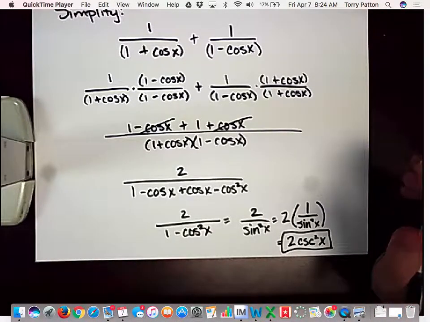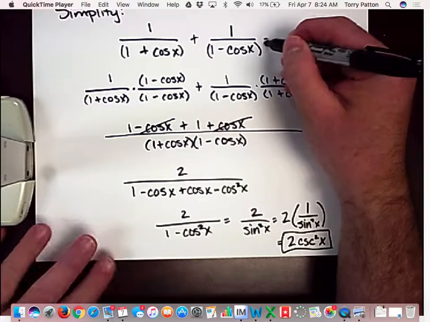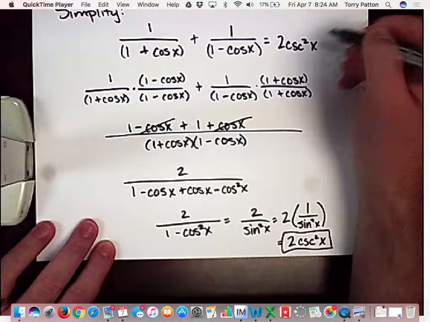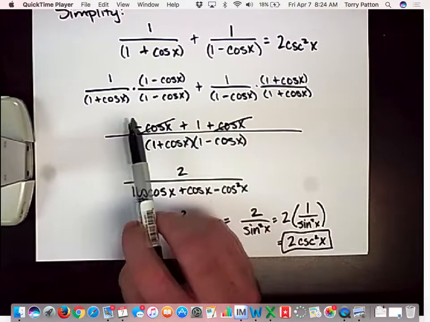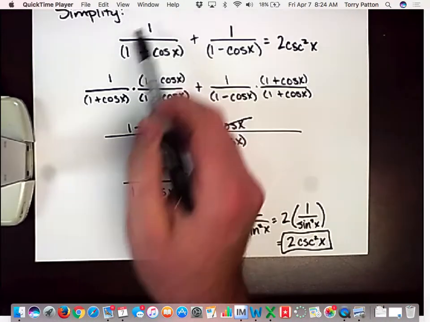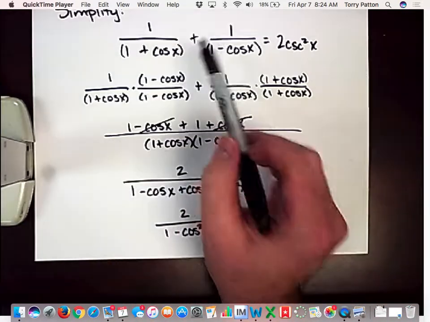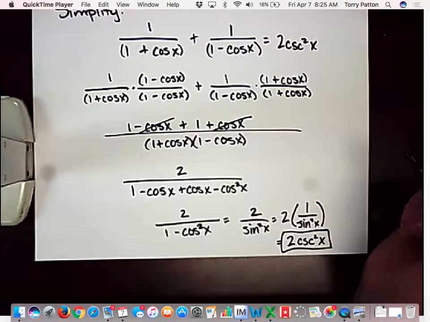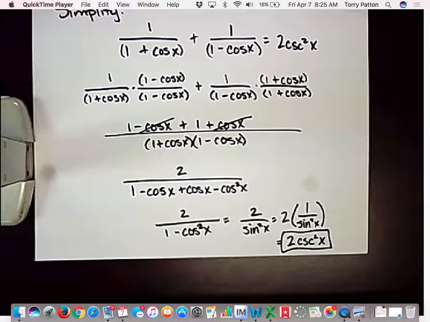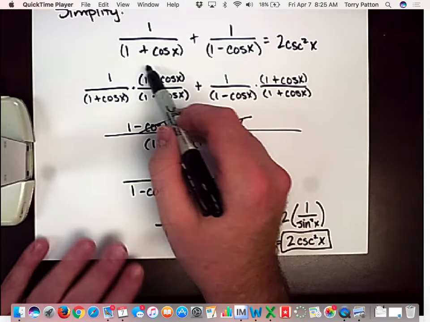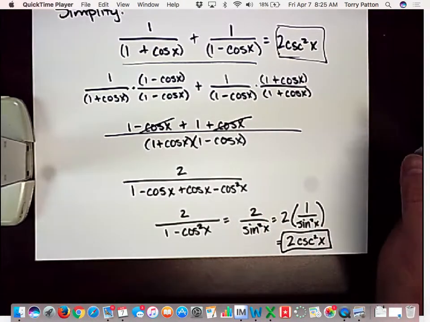So you actually just proved your own identity. Which is crazy to me. No matter what angle you choose for x, 1 over 1 plus cosine plus 1 over 1 minus cosine is the same as 2 cosecant squared. No matter what angle you choose. Okay? But that's how you simplify. This would have been the original problem. This is the answer.